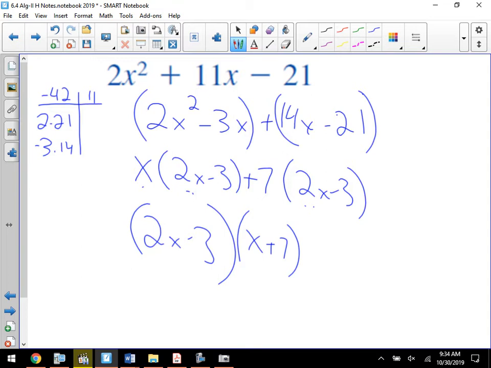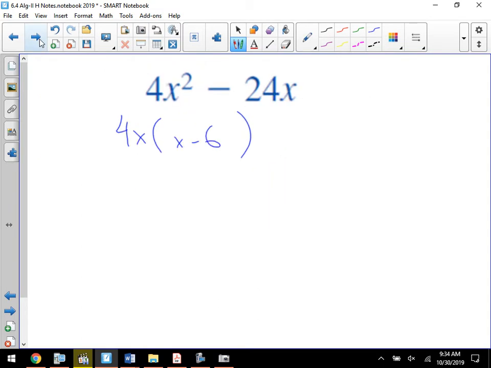So again, at this point, there's no equal 0. We just have our factored terms and we were done. Right? So far so good-ish? Now, what happens when we got to here?